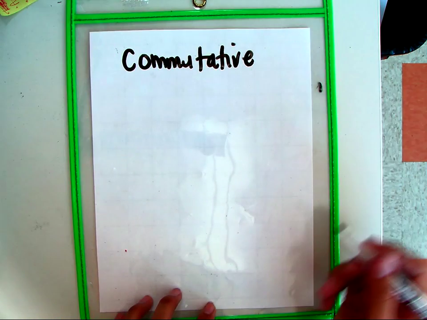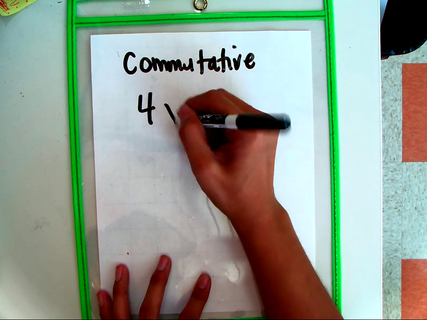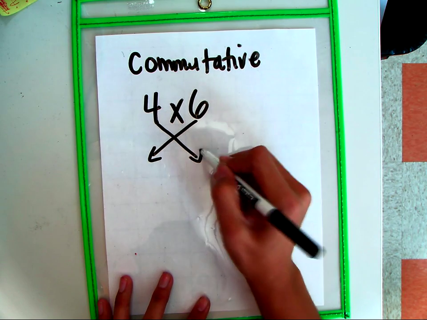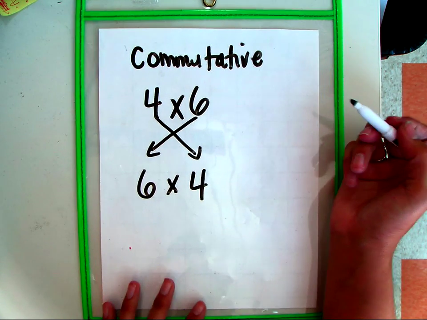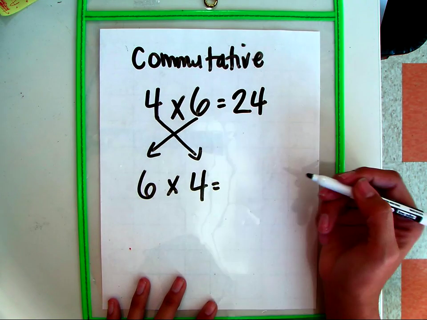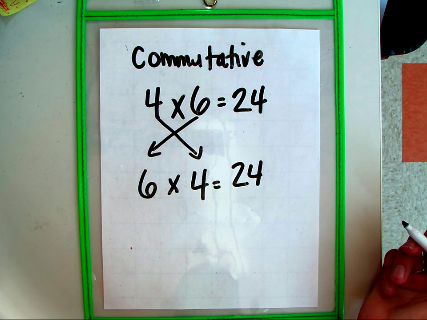The commutative property says that I can take any two factors. So if I have 4 times 6, I can switch the order of my factors and I will still get the same product. So 4 times 6 is equal to 24, just like 6 times 4 is equal to 24. This can help students answer facts faster.